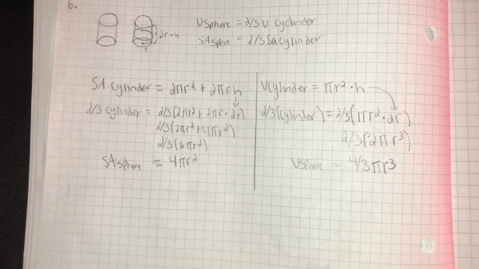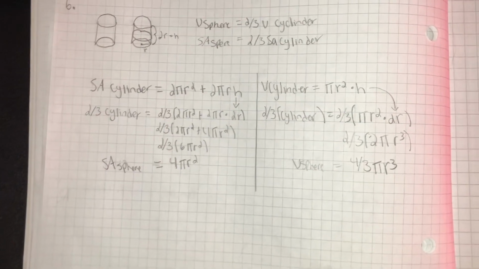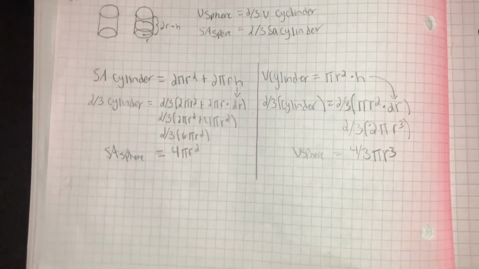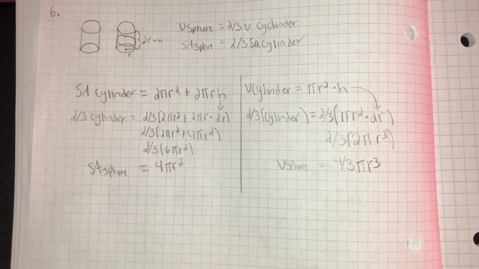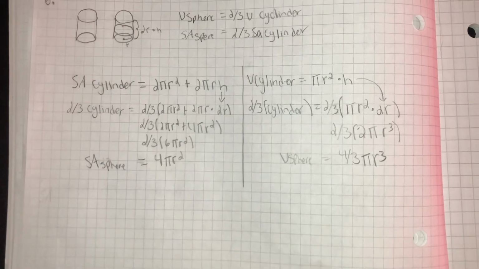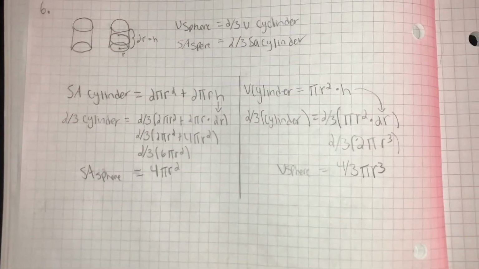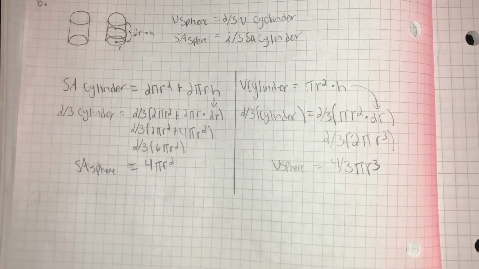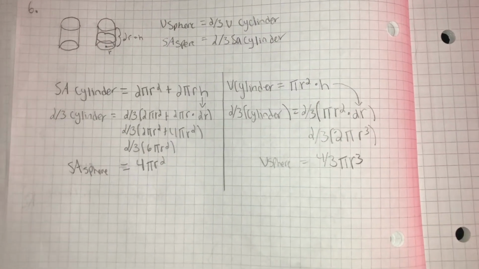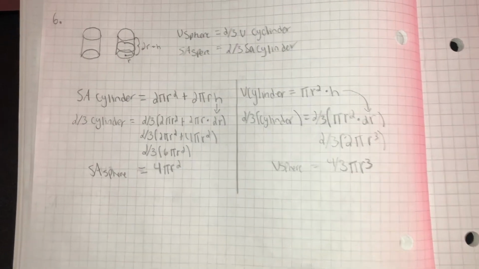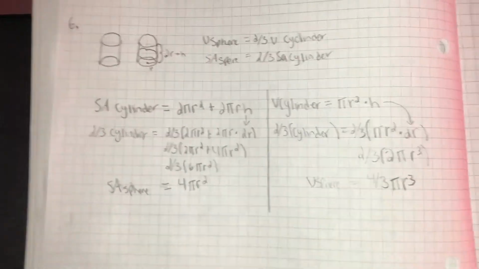All right, so for our last question, it was: a sphere has a radius of r, and a cylinder has a radius of r and a height of 2r. These two figures, surface area and volume, are related in a particular way. Suppose you know how to find the surface area and volume of a cylinder, but you do not know the formulas for the surface area and volume of a sphere. You do, however, know what the relationship is. Find the formula for the surface area and volume of a sphere using the given information.